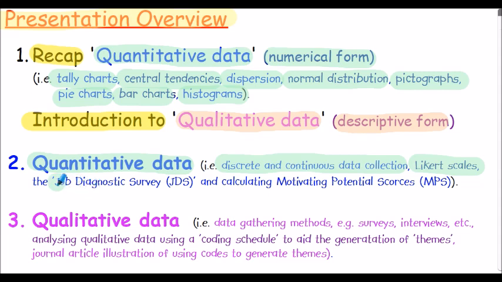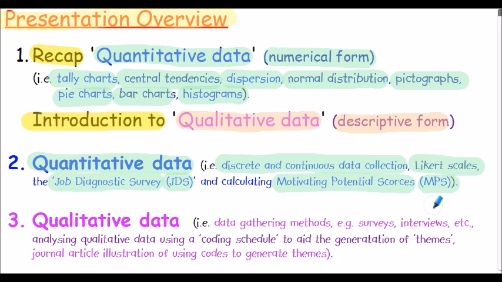There's an extract of what's termed the Job Diagnostic Survey, the JDS. This is a standard quantitative research tool that's used to calculate the motivating potential scores, MPSs, of workers working in various sectors of business and industry.